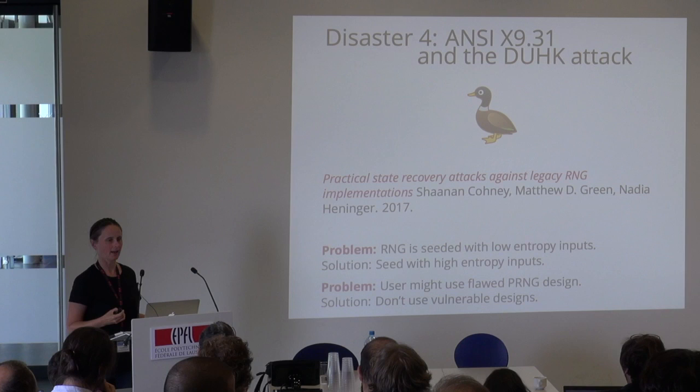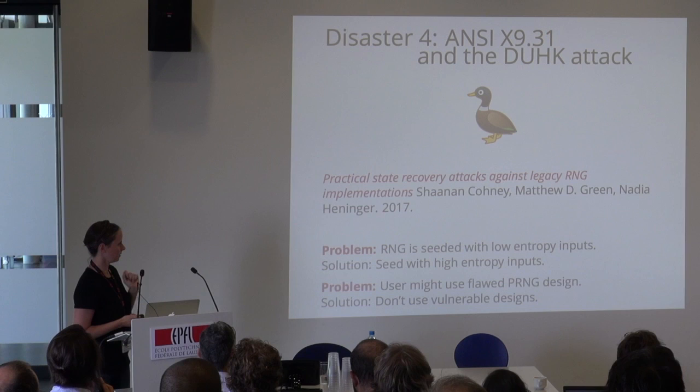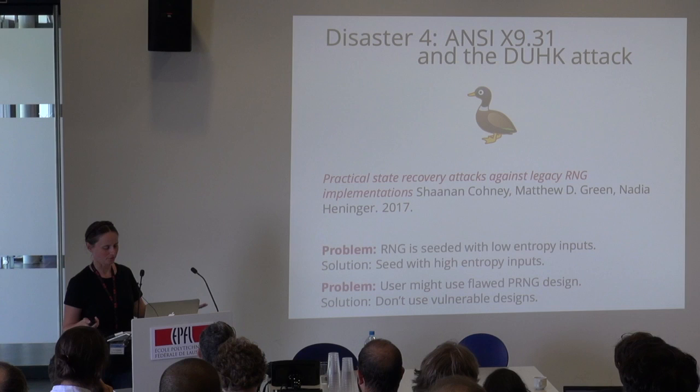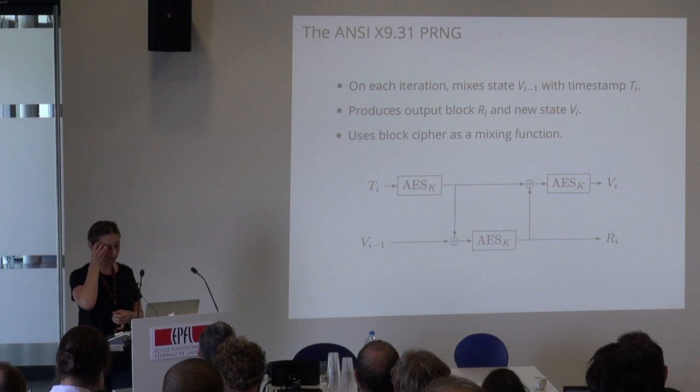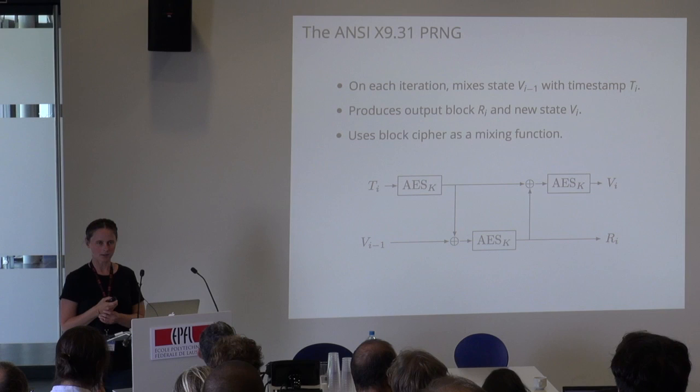Okay. The answers to both of these are obvious, right? Seed with high entropy inputs, don't use vulnerable designs. Okay, so the ANSI X9.31 random number generator, I'll explain the history in a second. The design is based off of a block cipher, and it uses the time as entropy. But it repeatedly incorporates the time, so it's not trivially broken.